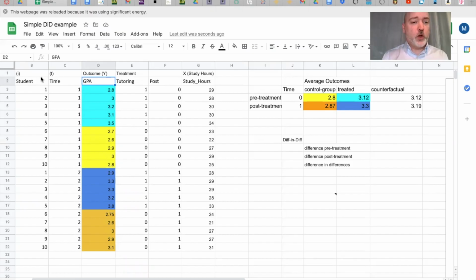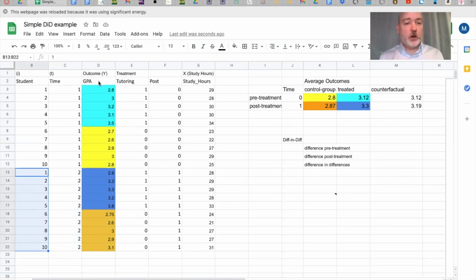Our first two columns here are simply the panel identifiers. So student goes from 1 to 10. We have a sample of 10 students, and they are sampled in period 1, and then again in period 2. And again, the assumption is access to treatment occurred between period 1 and period 2. So that's what we're trying to capture. We have this repeated balanced panel here.